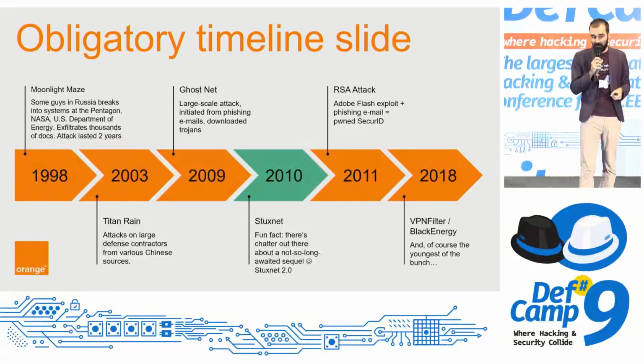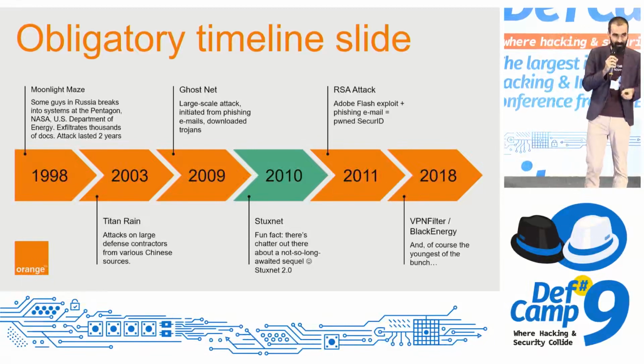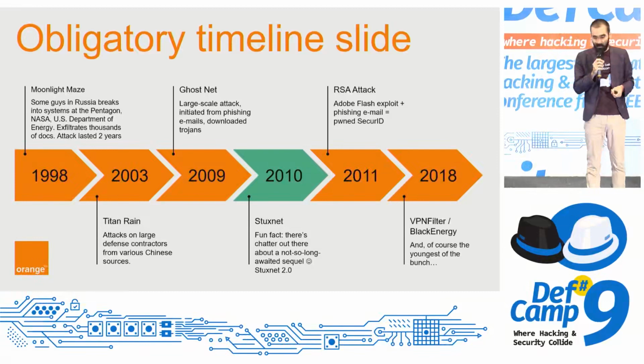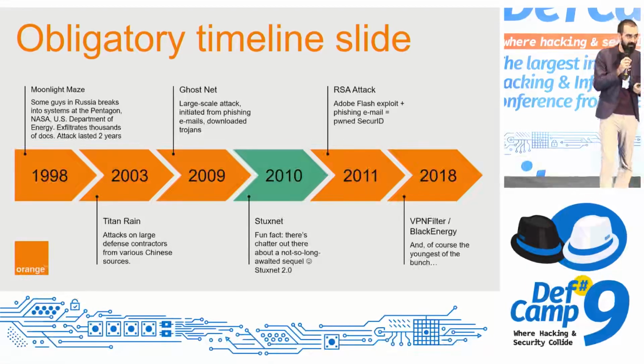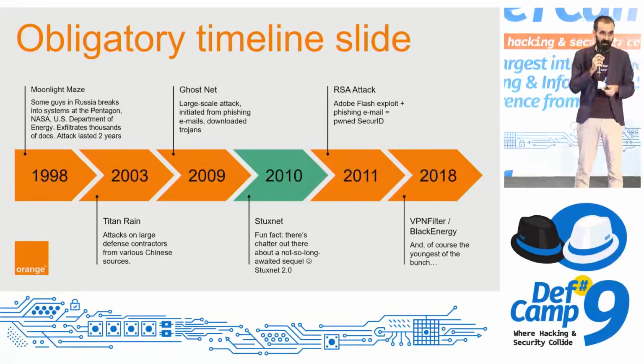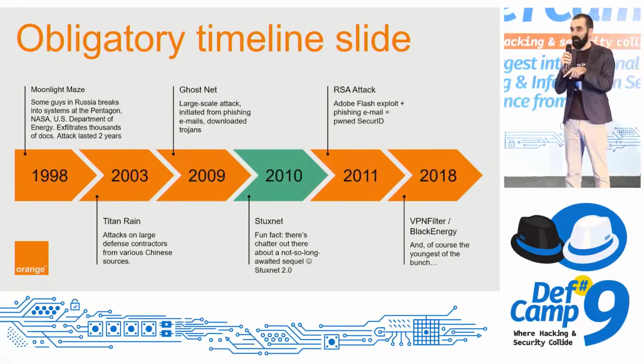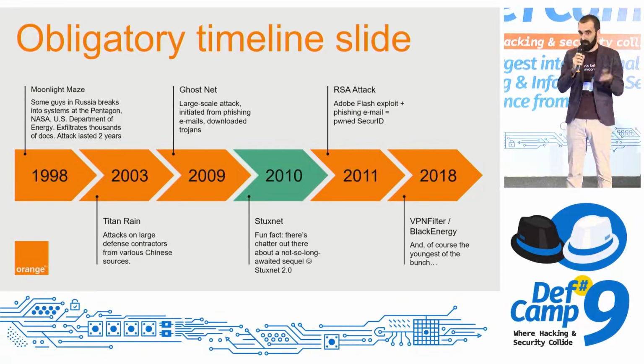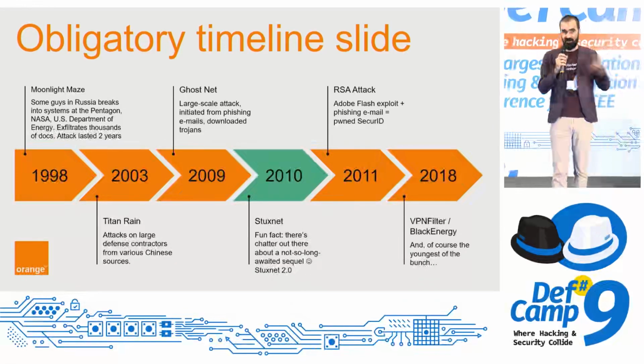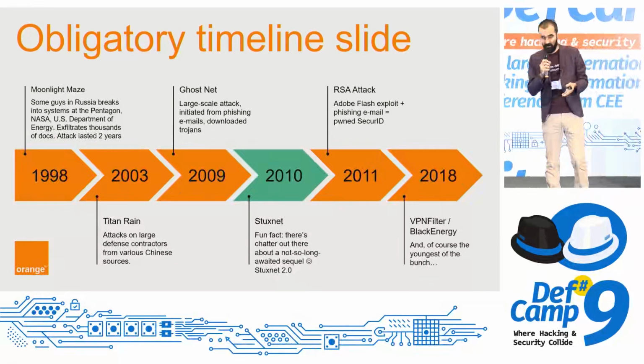Your RSA attack, where Adobe Flash and a phishing email equals love. And then in 2018, you have your garden variety VPNFilter, the thing that actually infects your router, and God knows what it can do with it because it's modular. You can update it on the fly if you control it.